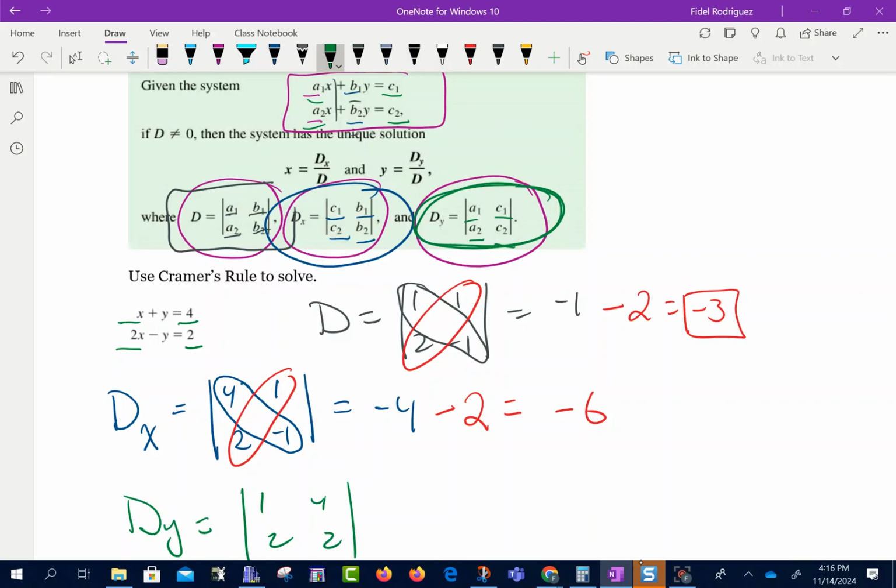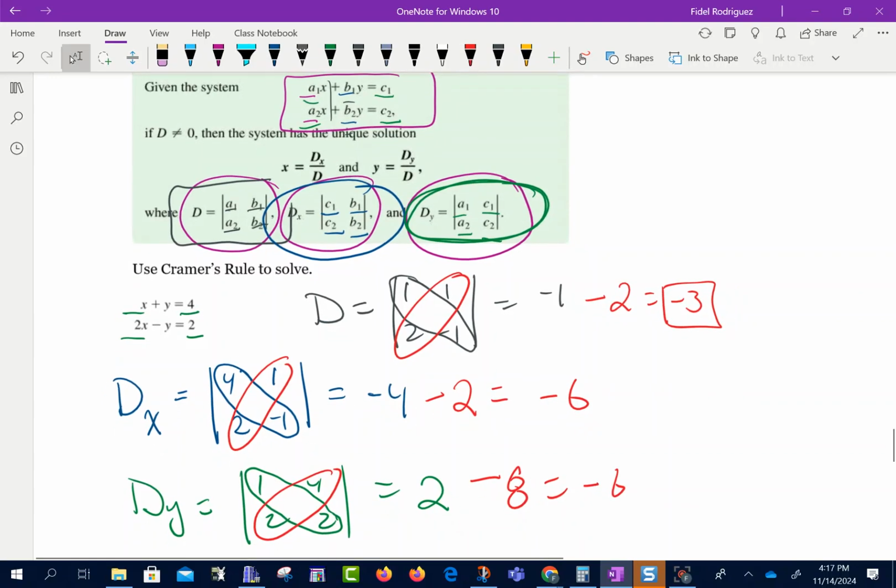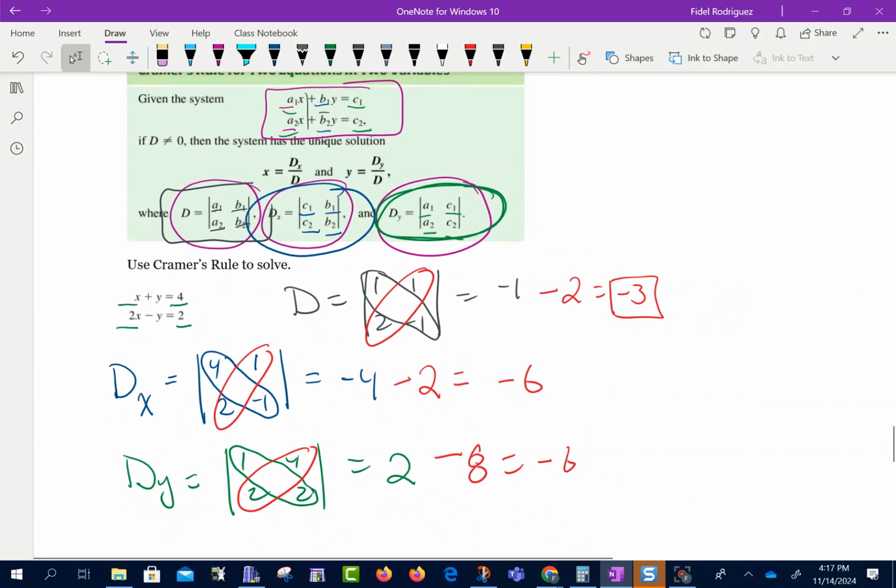Now, just like we did before, y'all, we're going to multiply. 2 times 1 is 2. Then we're going to minus 4 times 2, which is 8. And that's going to give me, again, a -6. Okay. So far, nothing really out of the ordinary. Now remember, y'all, we're looking for two values. We're looking for the x number, we're looking for the y number.